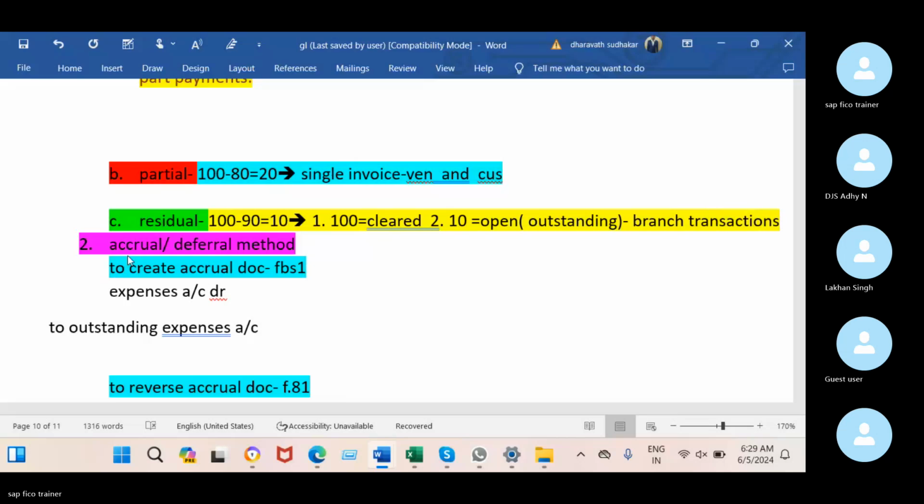Next, come here. Accrual or deferral method. Here, the best example, accrual is the accrual method. The best example is your salary. Your employer will not pay for the work you have done day to day. What he will do? He will make adjustments till the month end.